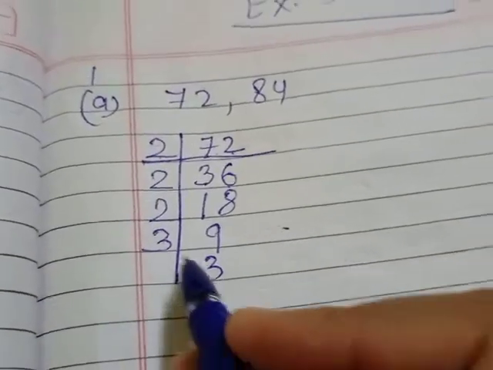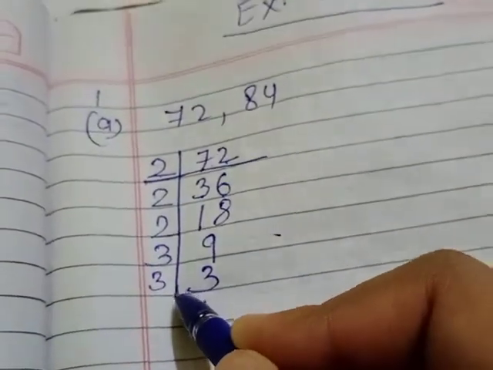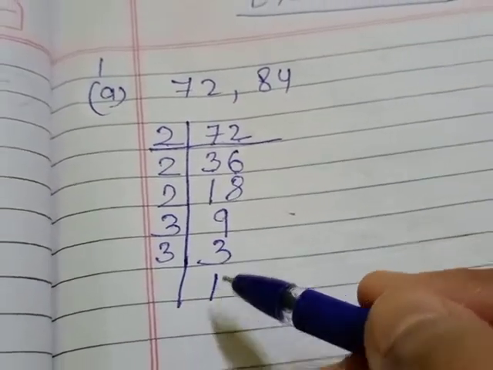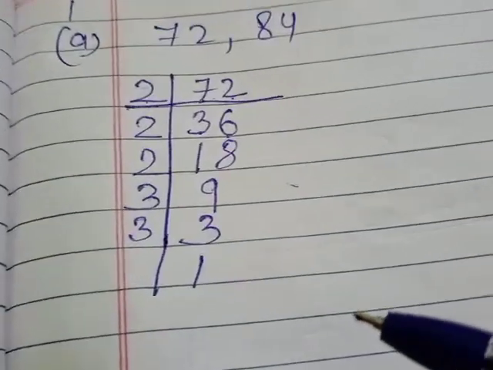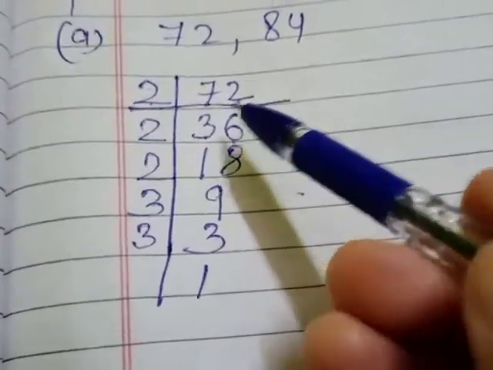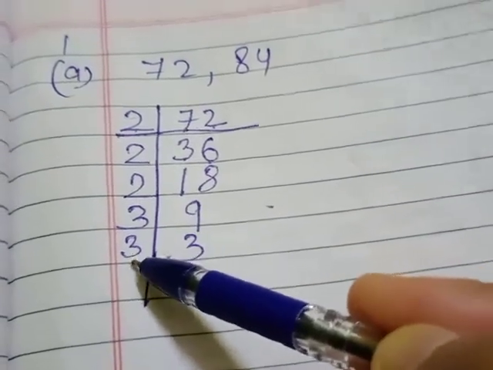Again, 3 comes in the table of 3 how many times? 1 time. And this I told you in the previous class also: when we get 1, we will not move ahead. Leave it as it is. That means the prime factors of 72 are 2 multiply 2 multiply 2 multiply 3 multiply 3.